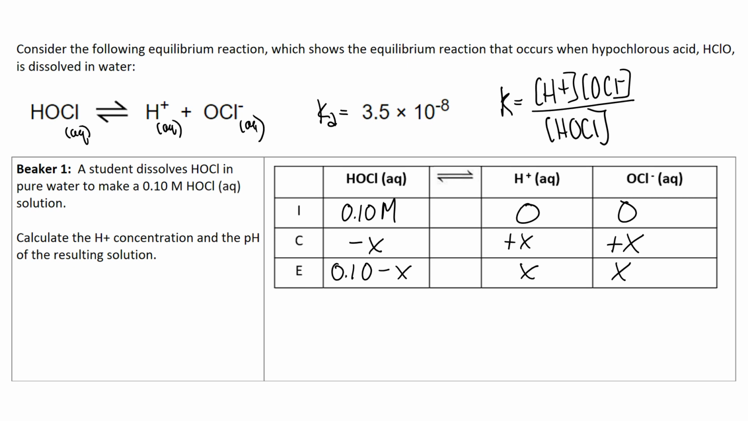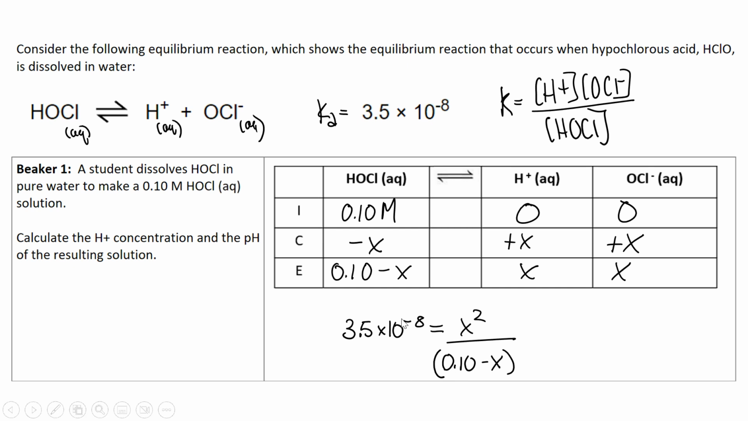All right, so I've got my ICE chart filled out. I've got my K expression. I know the value of K, so let's start plugging things in. So I know that K is 3.5 times 10 to the -8. And then my hydrogen and my OCl-, those are both x. So it's x times x on the top. So I'm going to write that as x squared. And on the bottom, it's 0.1 minus x.